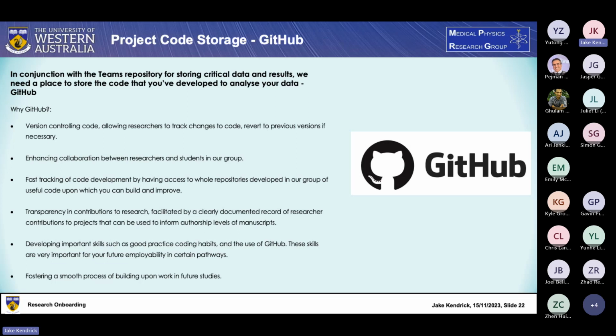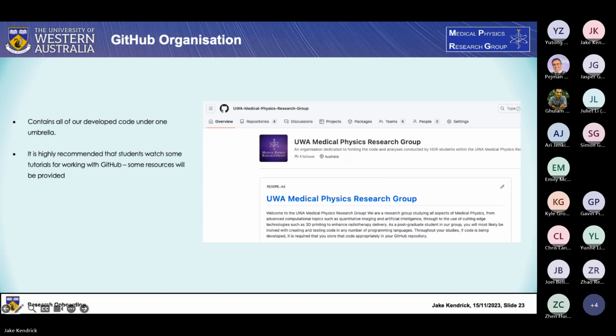One of the problems that I mentioned at the beginning was that we have a scenario at this point in time where sometimes it's very difficult to find code that's been used by previous students or previous researchers and to build upon that in future studies, because there's no standardized way of storing this during the postgraduate research. So we've created our own GitHub organization, UWA Medical Physics Research Group, and this is going to basically house all of our developed code under the one umbrella.